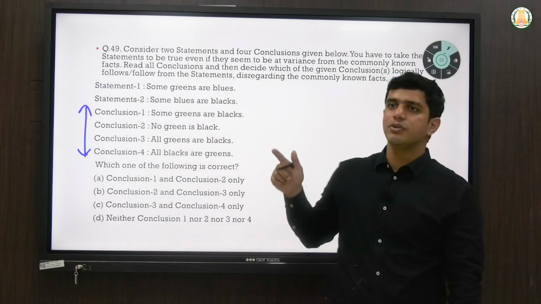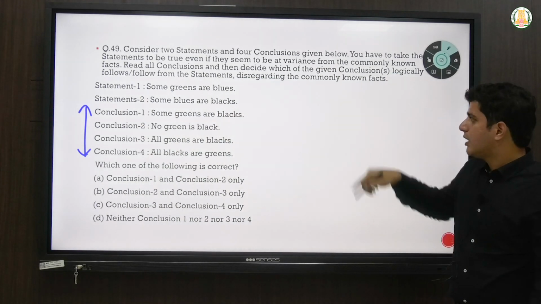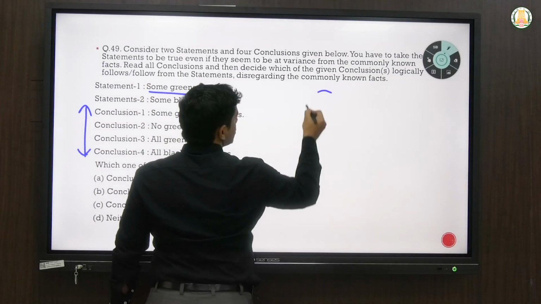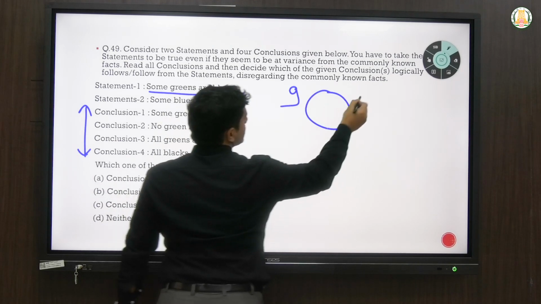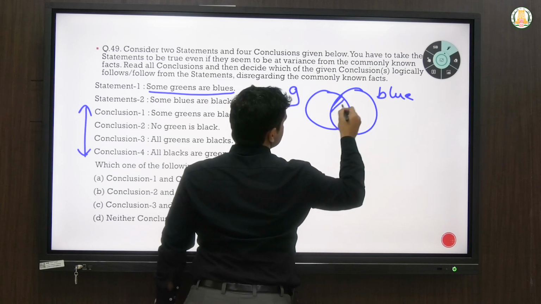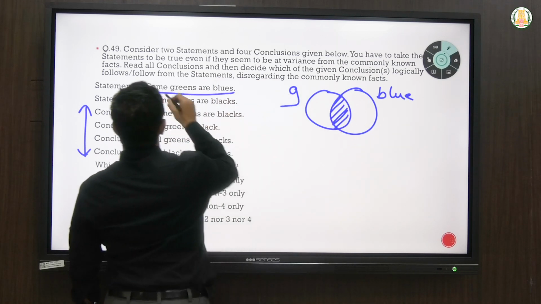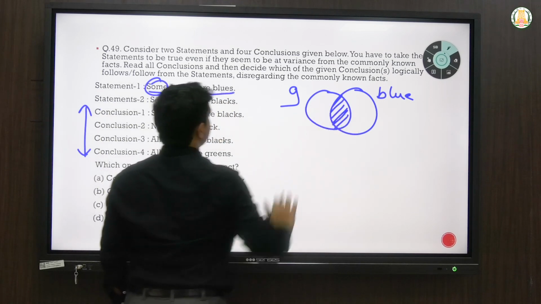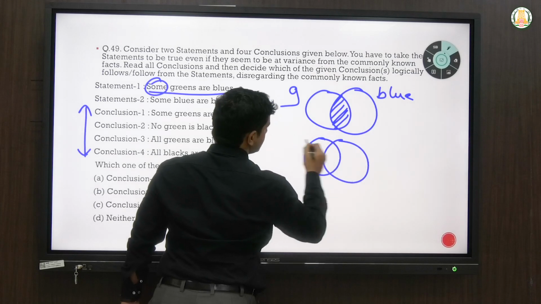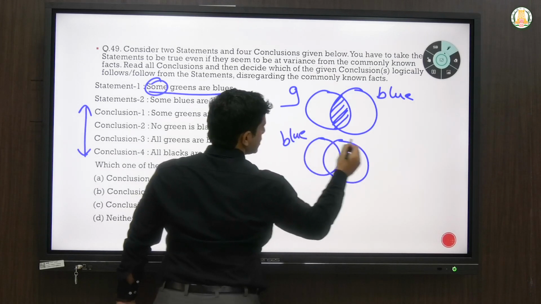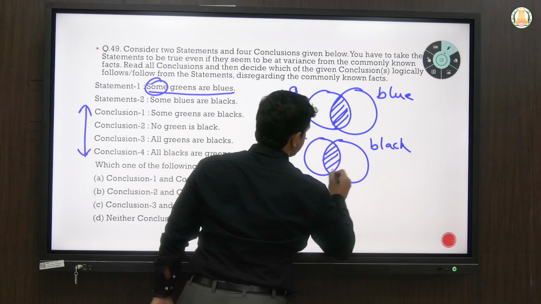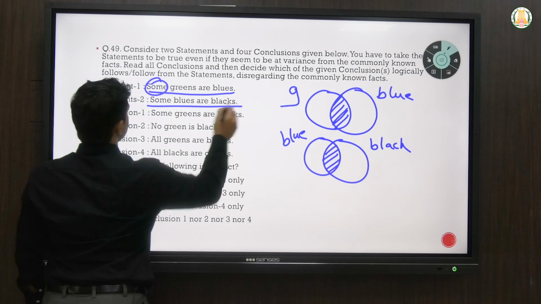So in the last class, we used Venn diagrams to solve such questions. Let's try using Venn diagrams again. So it says some greens are blues. So green is there, blue is there. Last time I said there will be some intersection. Whenever he says some, that means there is some intersection here. Next he says some blues are black. So this is blue and this is black. So again there must be some intersection.